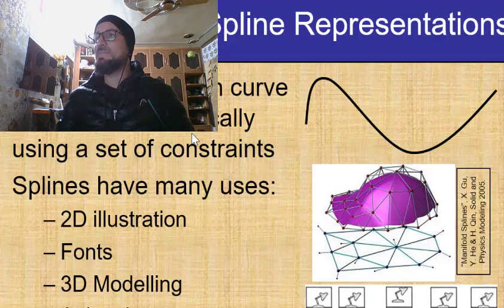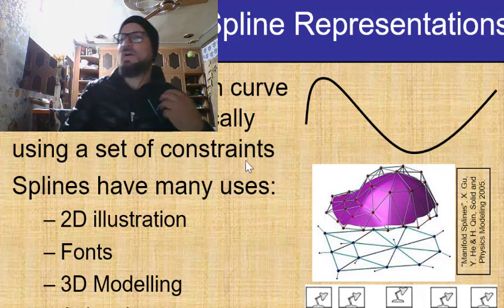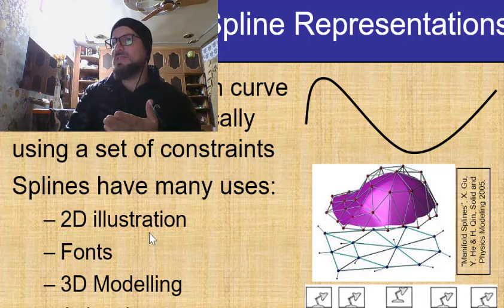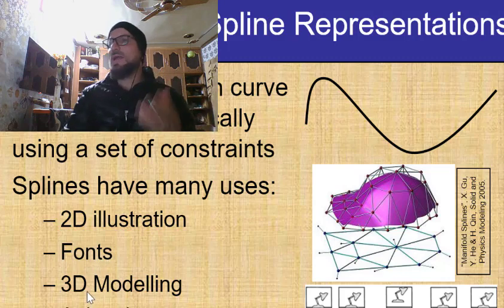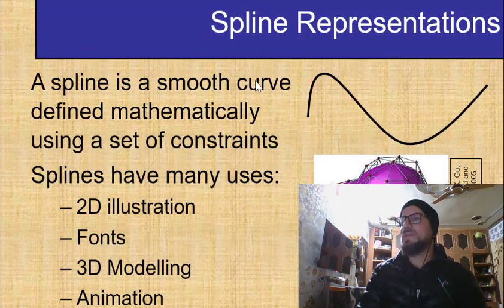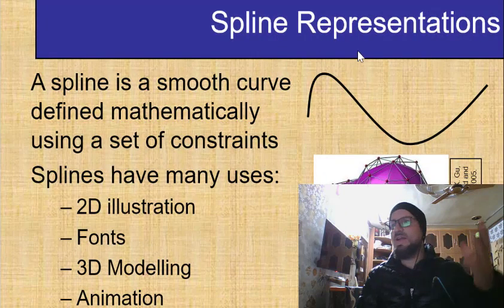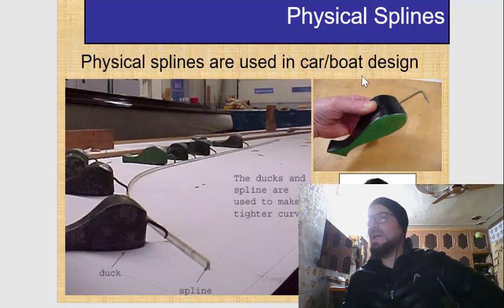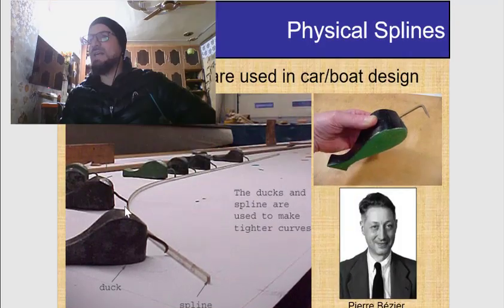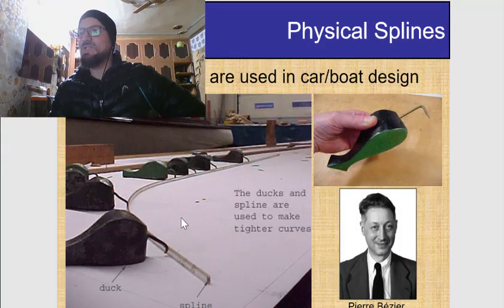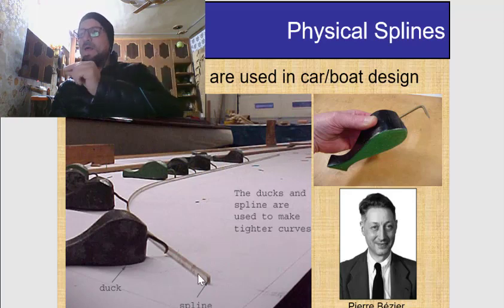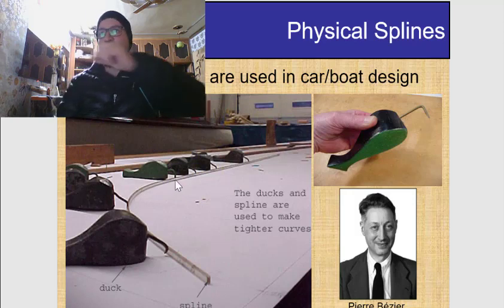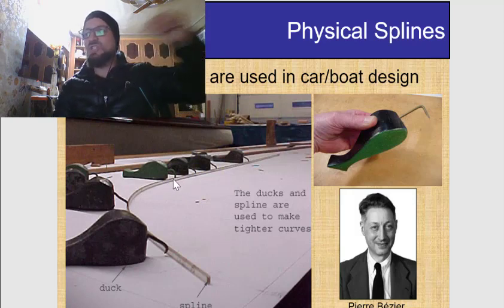Okay, so spline is a smooth curve defined mathematically using a set of constraints, and they have many uses like 2D illustrations, fonts, 3D modeling, animations. Every time you have anything in graphics, you have these curves, and splines are used there. The physical splines are used in car and boat design. This is that spline, the stick of a kite, or your broom, where you can change the shape, okay?